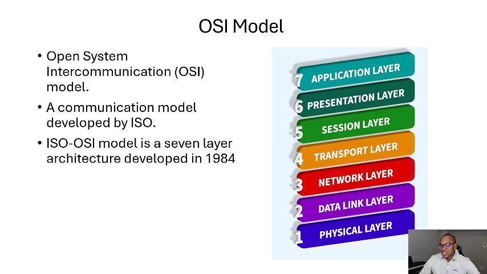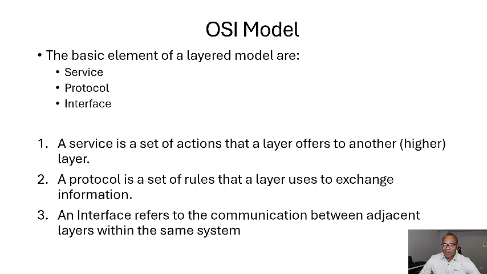So you have the first layer as the physical layer, the second layer as the data link layer, the third layer as the network layer, the fourth layer as the transport layer, the session layer as the 5th layer, the presentation layer at the 6th layer, and you have your application layer at the 7th layer. So that's that. And what are the basic elements of a layered model?